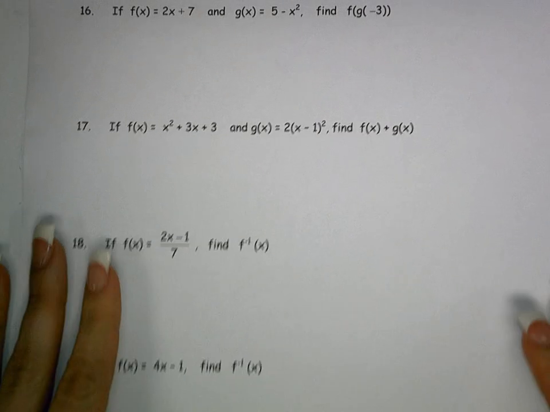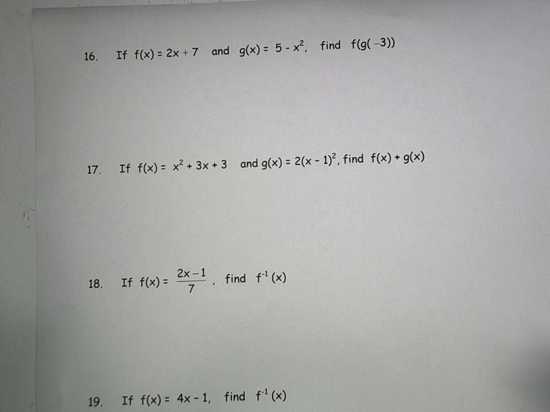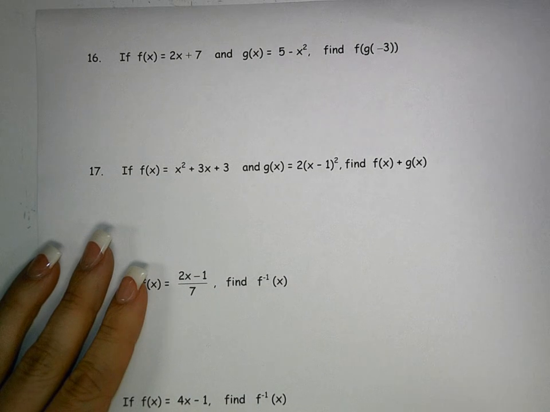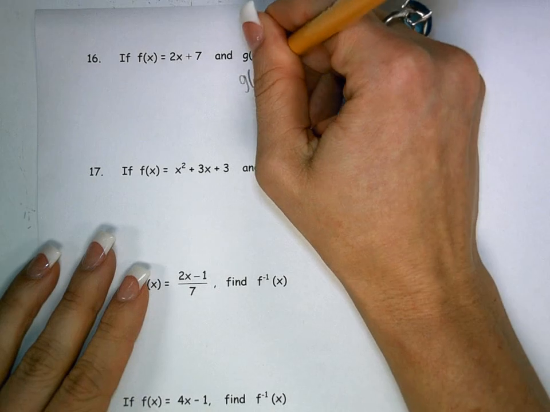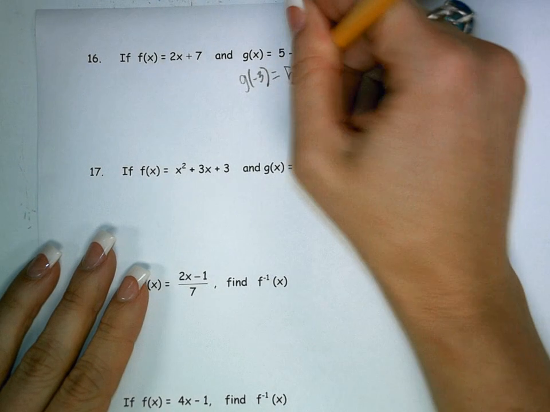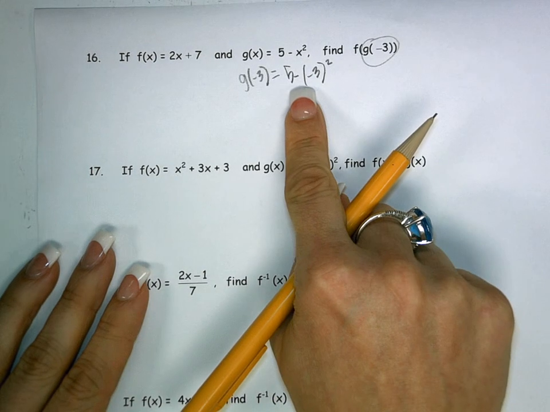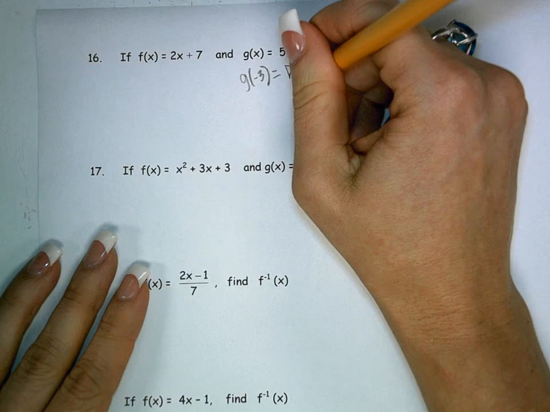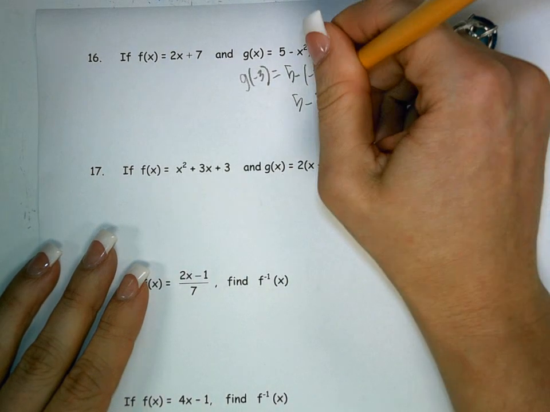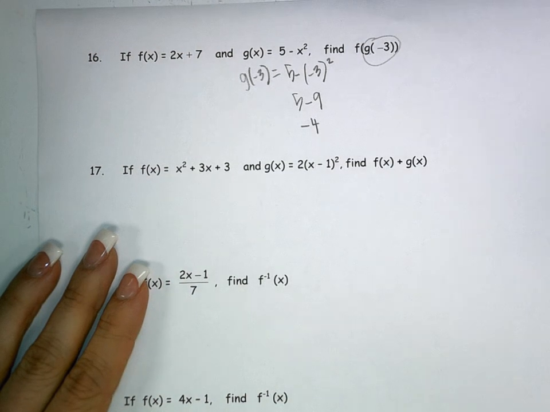Okay, next one for number 16. Again, we're evaluating if f of x is equal to 2x plus 7, g of x equals 5 minus x squared. Find f of g of negative 3. So we're first going to plug into the g equation. So g of negative 3 equals 5 minus negative 3 squared. This negative does not count for the negative that goes with the 3. So be careful there. So that gives you 5 minus negative 3 squared is 9. That gives us a negative 4. So g of negative 3 is equal to negative 4.